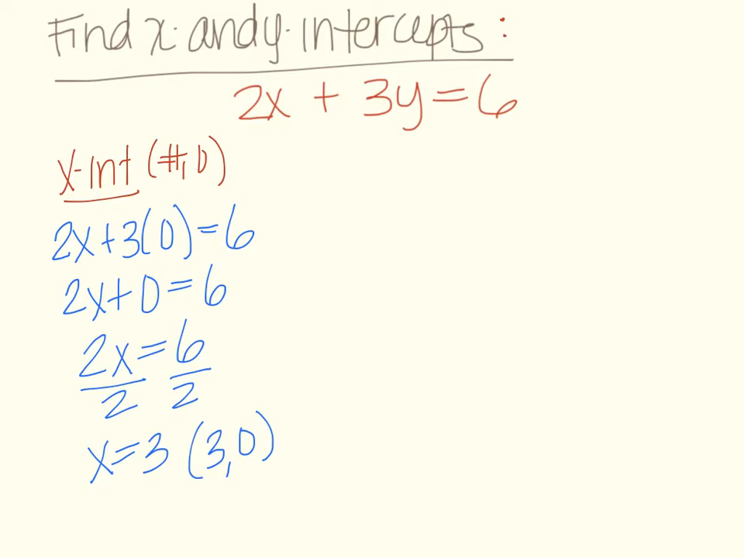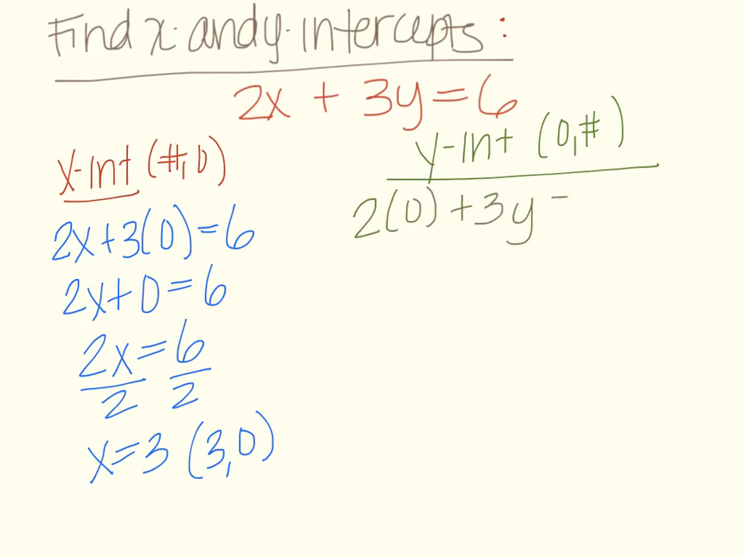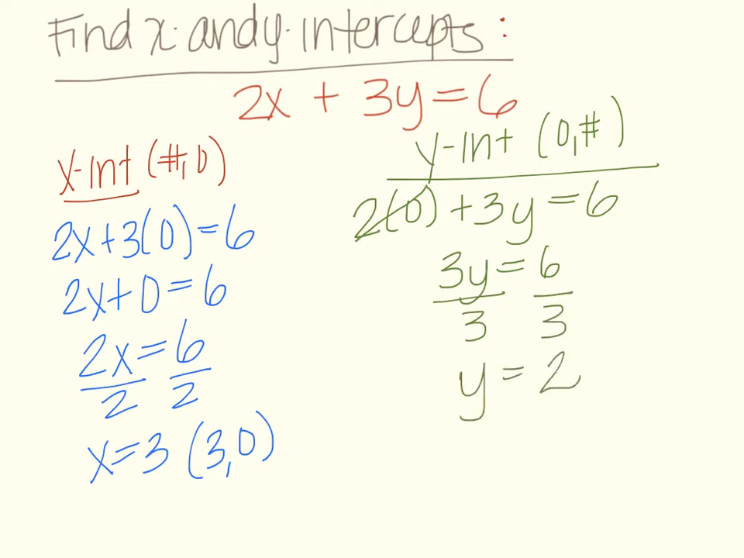Now we're just going to do the same thing for the y-intercept. And we always know that this is going to be 0 comma some number. So just like we did in that first example, all I'm going to do is plug in 0 for x and solve for y. So again, you can think that this goes away, so you're left with 3y equals 6. Divide both sides by 3. So y equals 2. So my ordered pair is 0 comma 2.